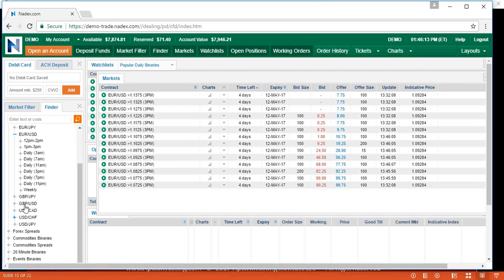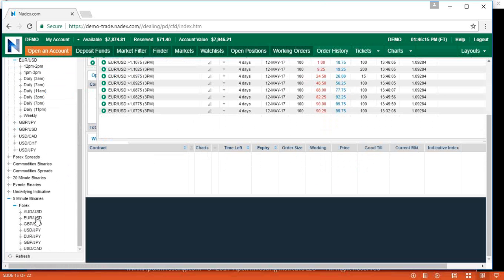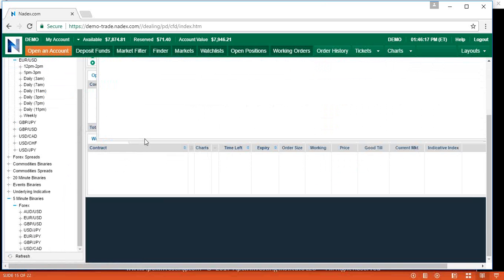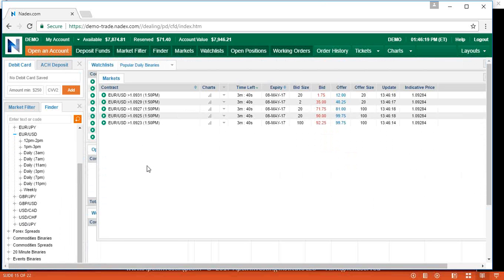All right, let's jump to 5-minute binaries. These binaries right now that I'm showing you expire in 3 minutes. So if I was to buy this one for 11 bucks, and it moved 2 pips, I could sell it for how much? 18. Wow, that's a big difference, right?